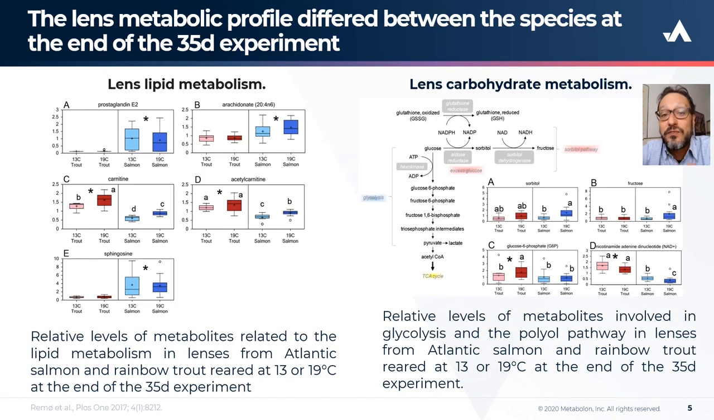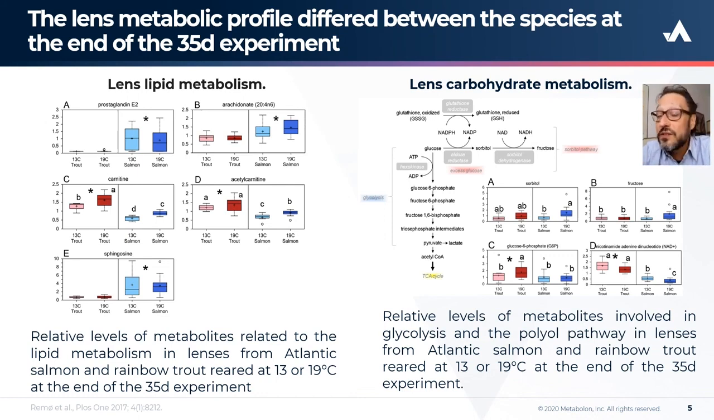Now, prostaglandins are involved in several biological functions that may influence cataract formation, such as regulation of cell proliferation, inflammation processes in lens epithelial cells, and osmoregulation. Thus, the higher levels in Atlantic salmon compared to rainbow trout may be related to the higher severity of cataracts in salmon. However, the exact mechanism of cause-effect relationships remains unknown.